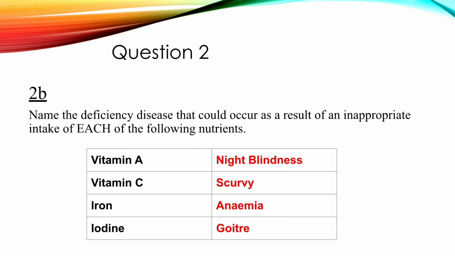Next question, name the deficiency disease that could occur as a result of an inappropriate intake of each of the following nutrients. So the nutrients they would have listed, I have written them in black font. So the first one, vitamin A, the deficiency disease for that one is night blindness. Next we have vitamin C, and the deficiency disease for that one is scurvy. Iron, the disease associated to that one is anemia, or you could also put iron deficiency anemia. And then for iodine, the disease there would be goiter.